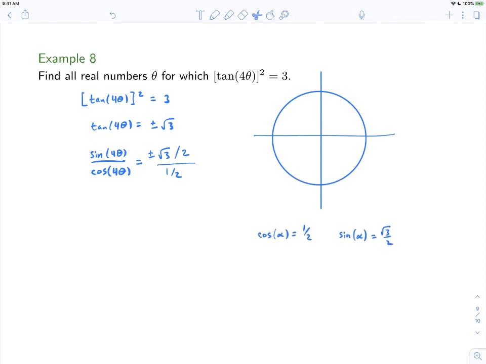So we want the x-coordinate to be 1/2 and the y-coordinate to be square root of 3 over 2. So if the x-coordinate is 1/2, then we can either have a positive square root of 3 over 2. So this will be 1/2, square root of 3 over 2. Or we could have a negative, because this is plus or minus. So it could be a negative, in which case we have 1/2, negative square root of 3 over 2. So this could be plus or minus, but this one could also be plus or minus. So we could have a minus 1/2 here.